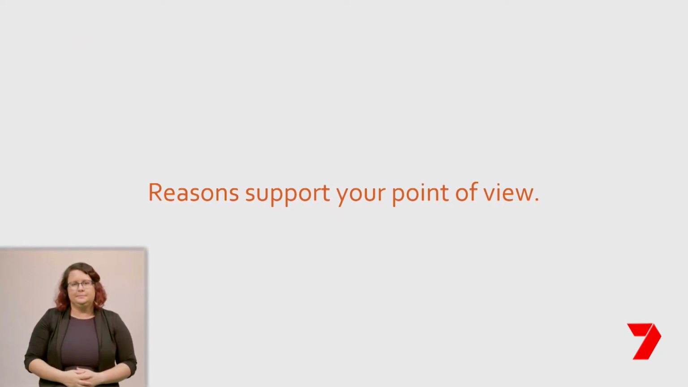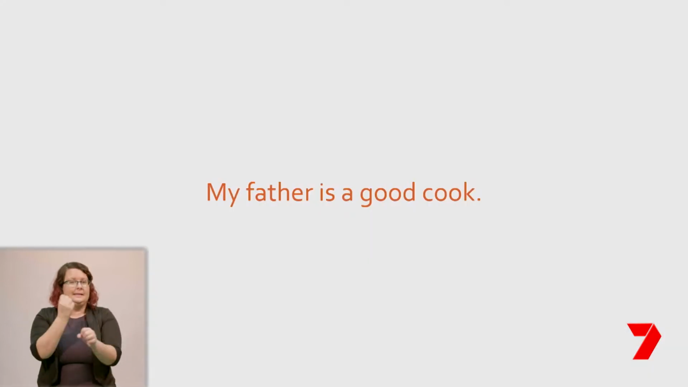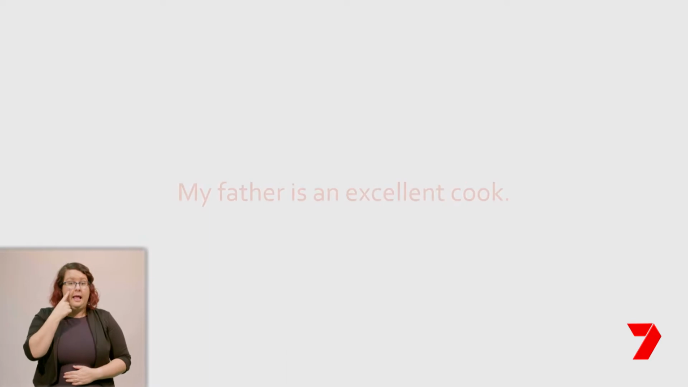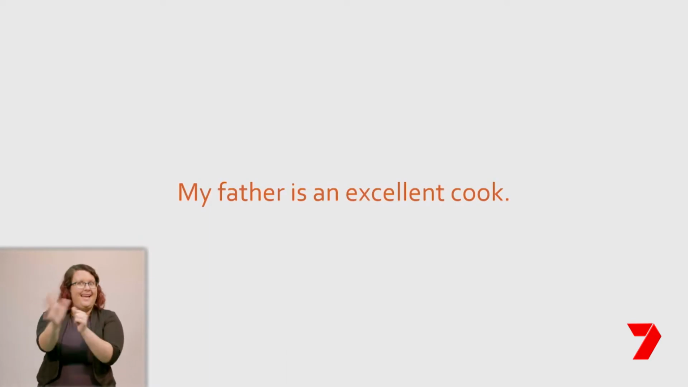One of the easiest ways to do this is to use the word because to link your statement and your reason together. Have a look at this sentence. My father is a good cook. Well, first of all, remember we can do better than good for an adjective. Let's try, my father is an excellent cook.